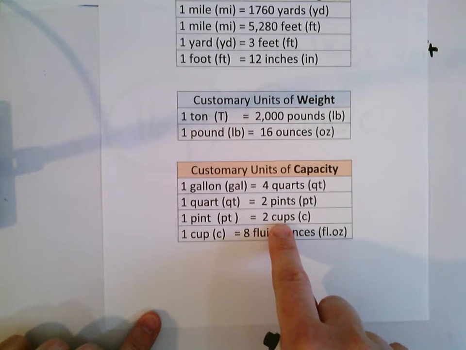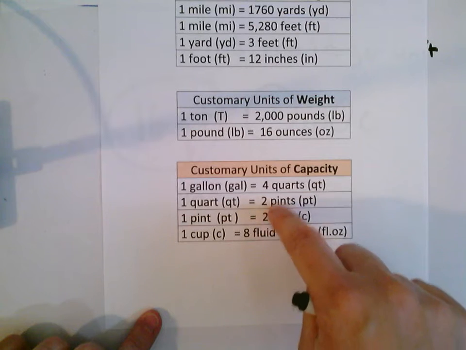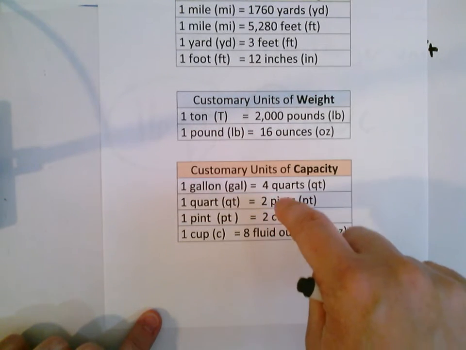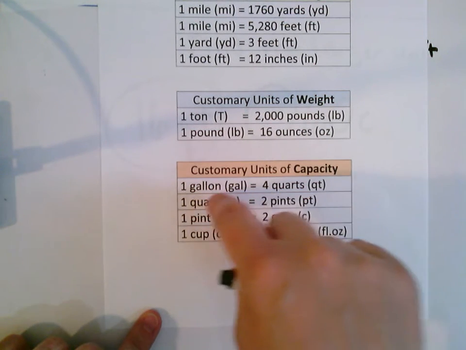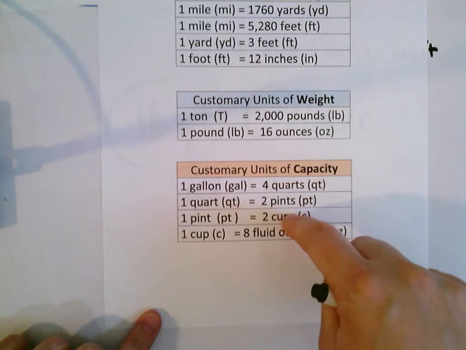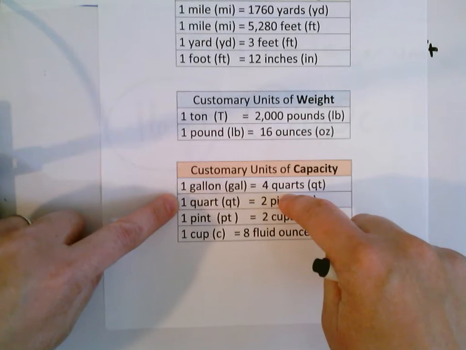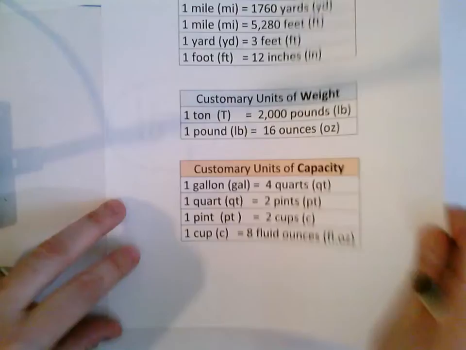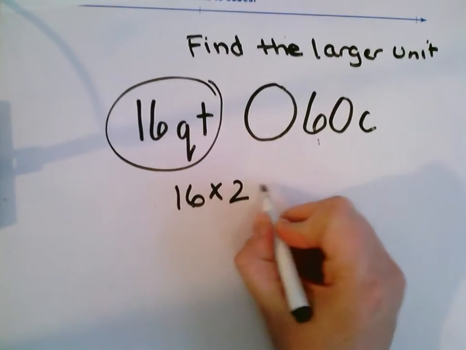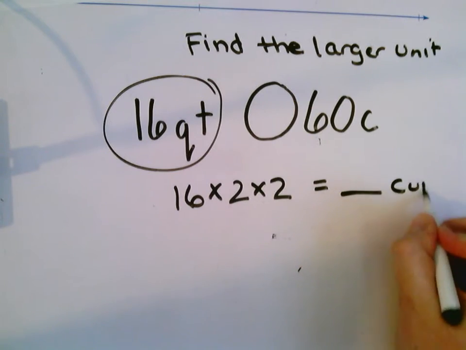Here's cups. They're not in the same line. So what I need to do is not just multiply by 2, I need to multiply by both of these numbers. I'm going to multiply by 2 and then by 2 again. Multiplying by 2 turns it to pints. Multiplying by 2 again turns it into cups. I'm going to see where cups is, and multiply by these numbers until I get to where quarts is. So I'm going to do 16 times 2 times 2 to find out how many cups I have.